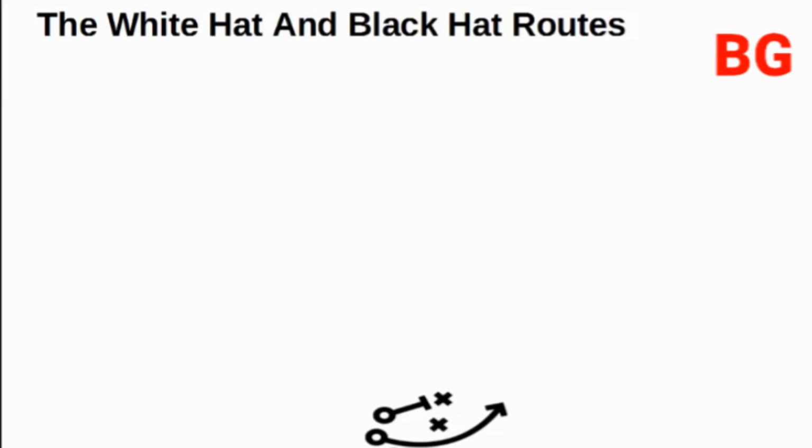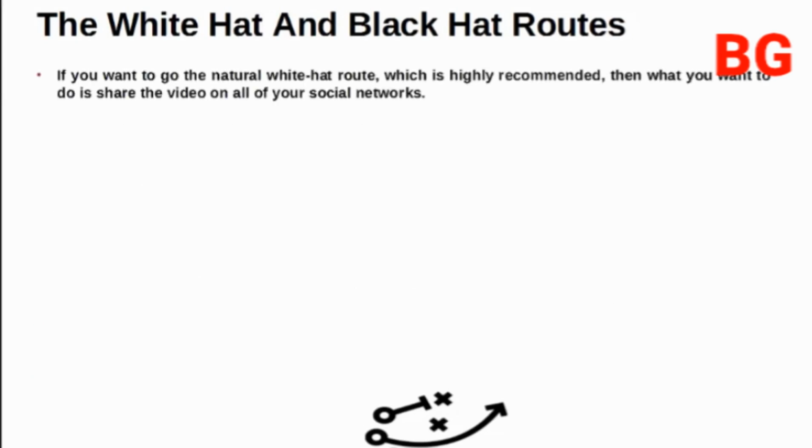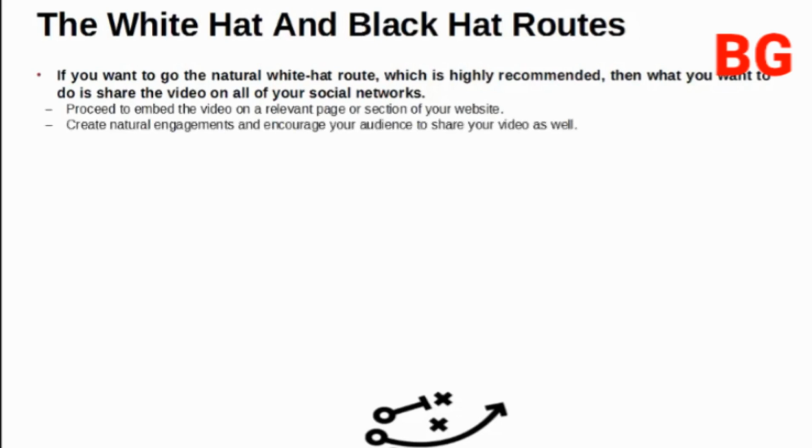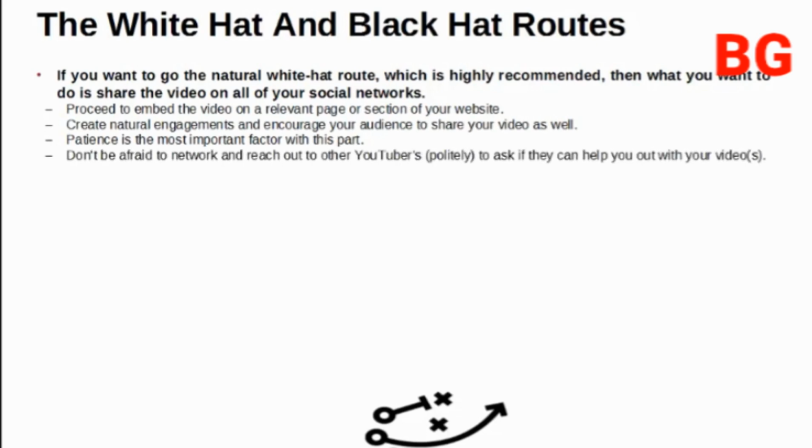If you want to go the natural white hat route, which is highly recommended, then what you want to do is share the video on all of your social networks. Proceed to embed the video on a relevant page or section of your website. Create natural engagements and encourage your audience to share your video as well. Patience is the most important factor with this part. Don't be afraid to network and reach out to other YouTubers politely to ask if they can help you out with your videos.